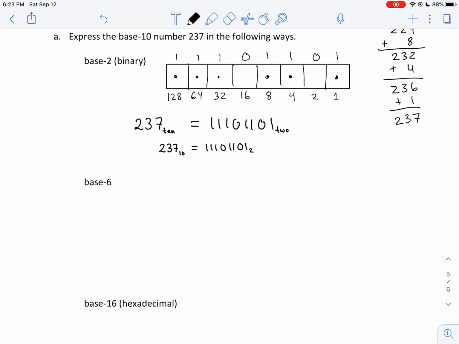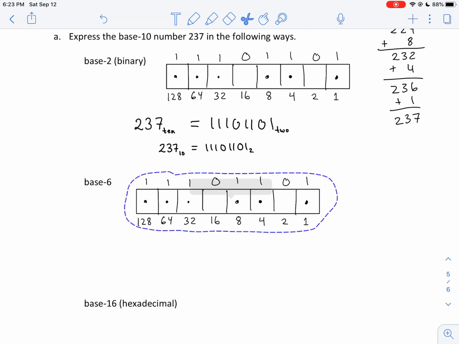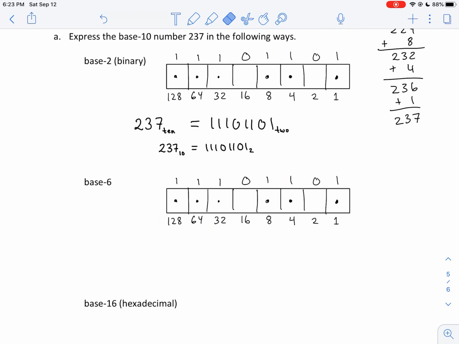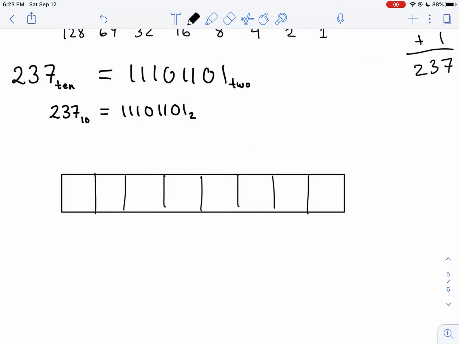Let's do a base 6. And for that, I'm going to largely copy most of this. Paste here. We're in base 6, so let me get rid of these. Get rid of the dots and get rid of our binary. Get rid of all these dots. I'm not sure how many boxes I'm going to need, so let's just see. If I don't use them all, so be it.